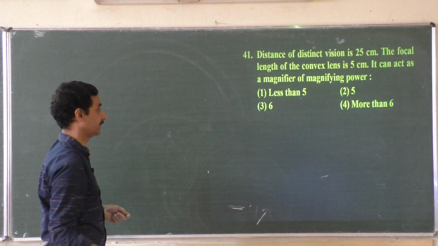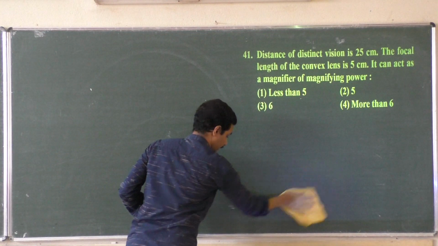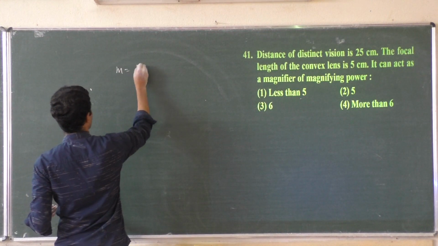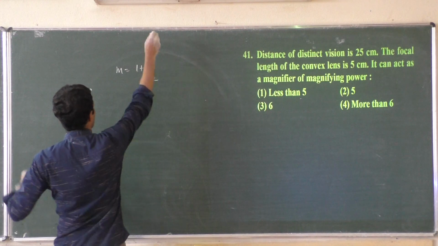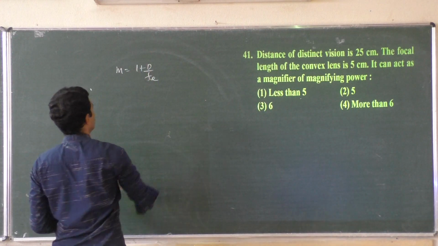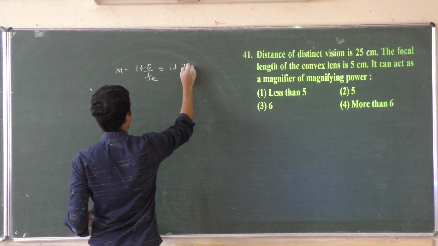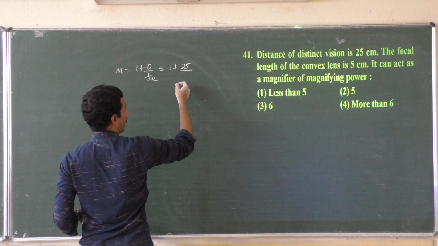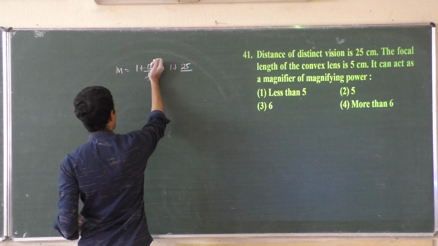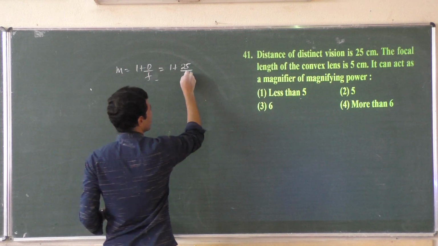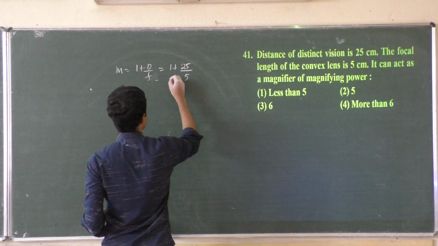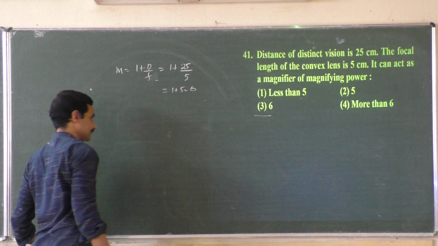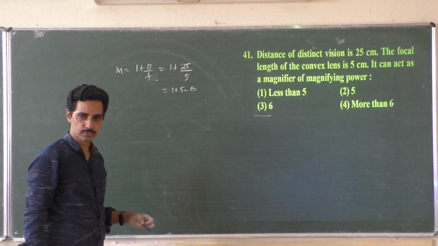It can act as a magnifier of magnifying power. You know that for a simple microscope, magnification is 1 plus D by F, right? Magnifying power is 1 plus 25, I will keep everything in centimeter, by the focal length of the eyepiece. Eyepiece means only one lens is in a simple microscope. That is 5. That is 1 plus 5, that is 6 directly. If you know the formula, it's direct. 42.